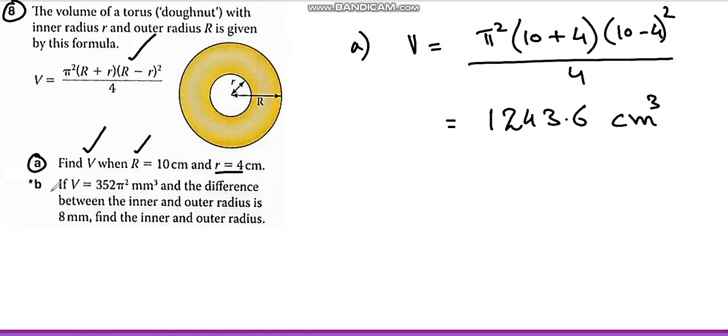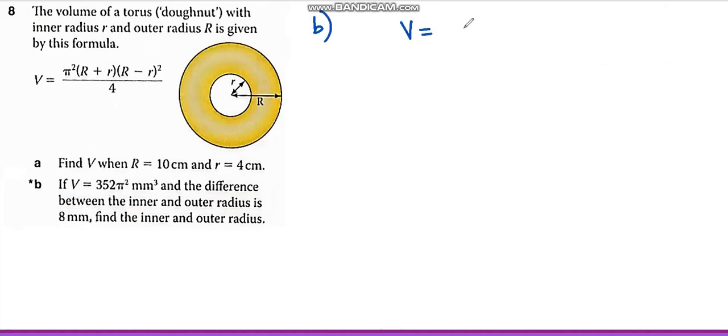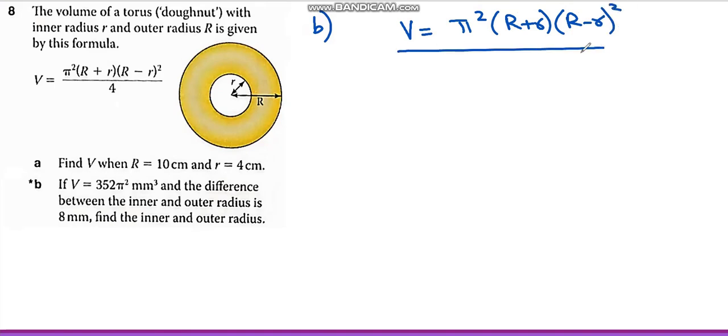Then in B part, it says if V is equal to 352 pi square millimeter cube and the difference between the inner and outer radius is 8 millimeter, find the inner and outer radius. So according to the given statement, we can just replace capital R minus small r as 8. And we can also substitute the value of V, which is 352 pi square. So let's solve this part. We just need to rewrite the formula, like V is equal to pi square and capital R plus r into capital R minus r square divided by 4.